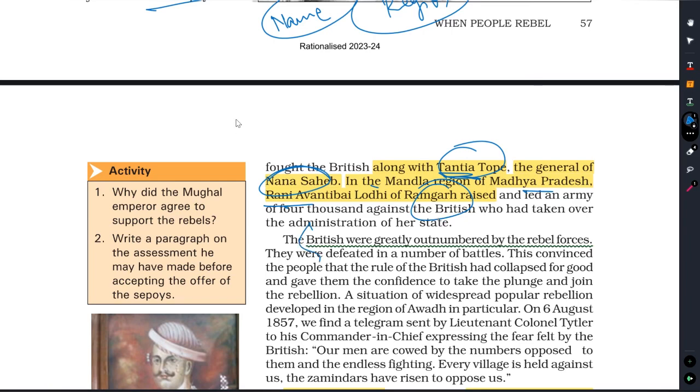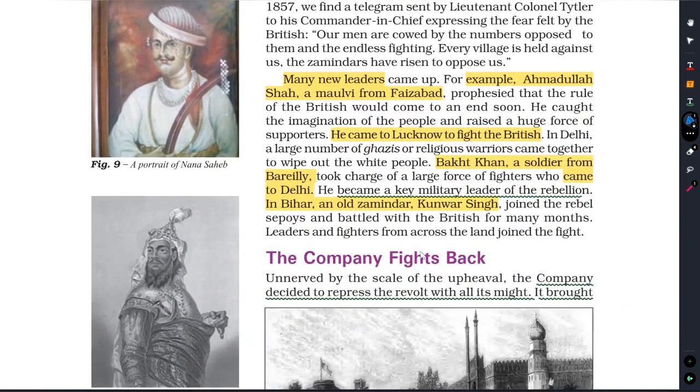The British were greatly outnumbered by the rebel forces. Many new leaders emerged, for example, Ahmadullah Shah, a Maulvi from Faizabad. He came to Lucknow to fight the British. Bakht Khan, a soldier from Bareilly, took charge. He became a key military leader of the rebellion. In which region? Delhi. In Bihar, the old Zamindar Kunwar Singh. You have to remember all their names and the regions in which they fought.